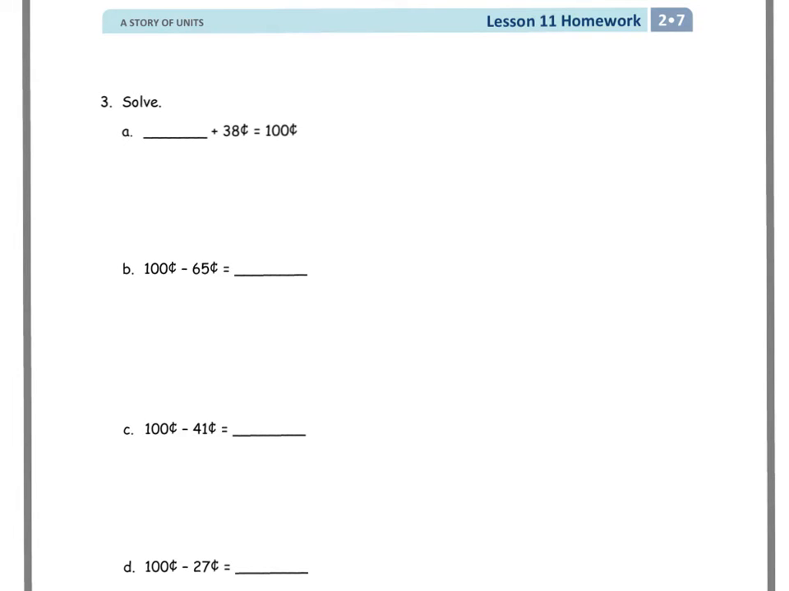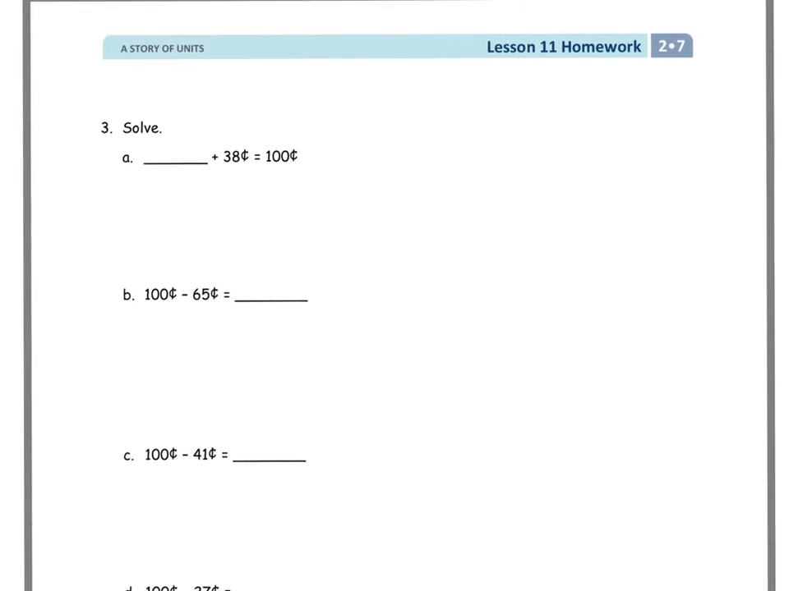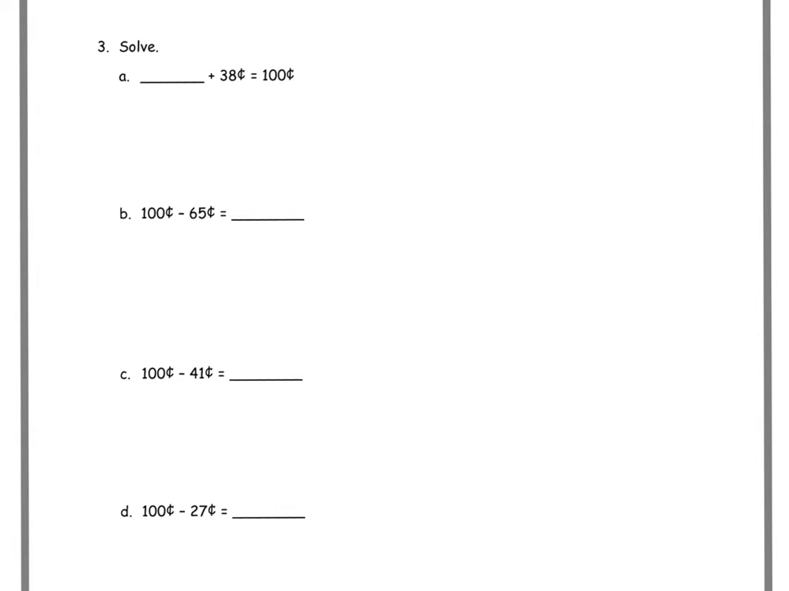So on page 2, we're just simply solving. I'm going to use the arrow way to do this, just because that's what we've stuck to. And you'll see that there's an addition one and a bunch of subtraction. So I'll do one of each and kind of let you go then.